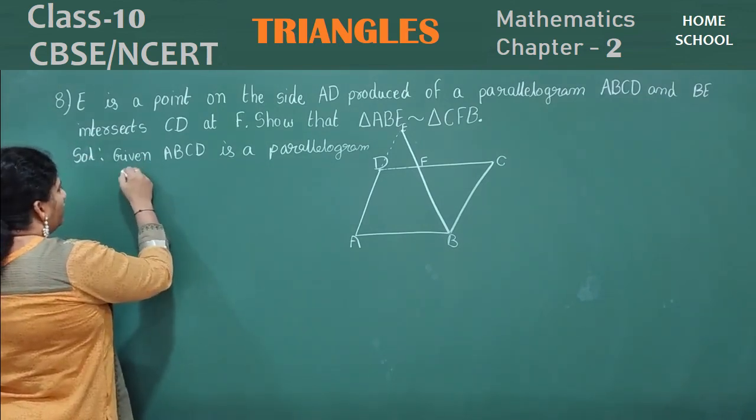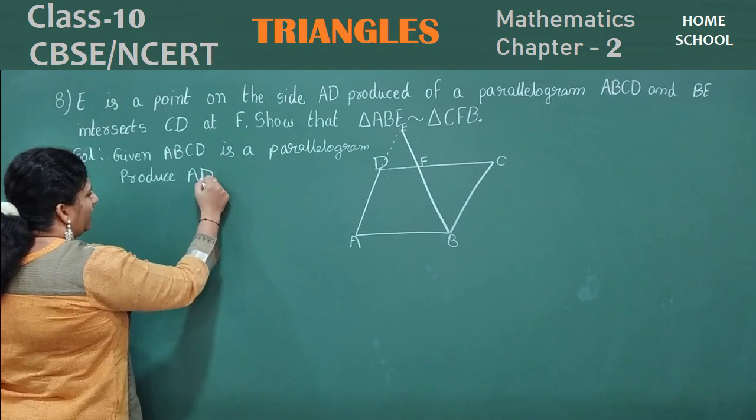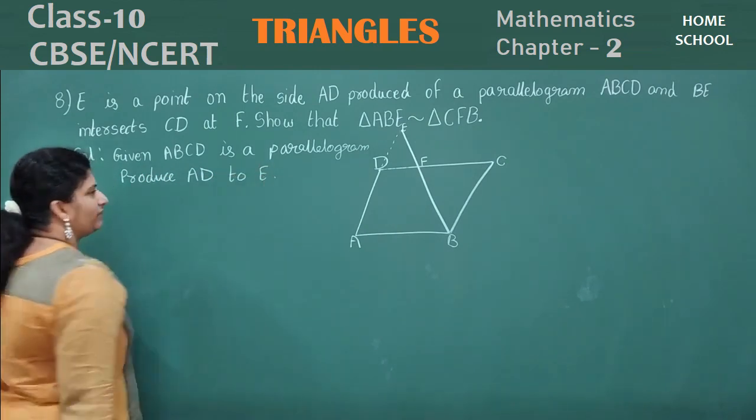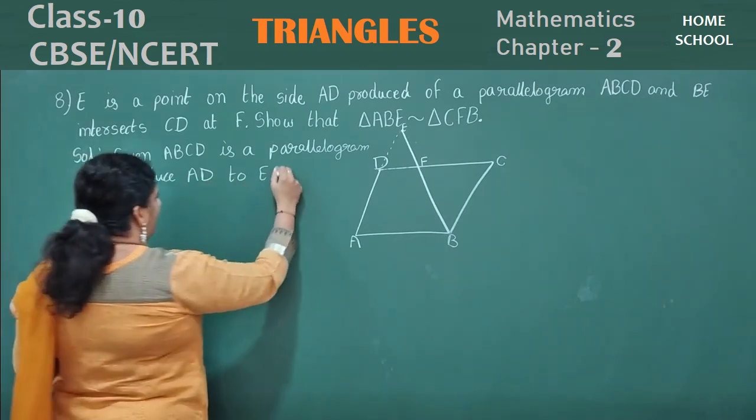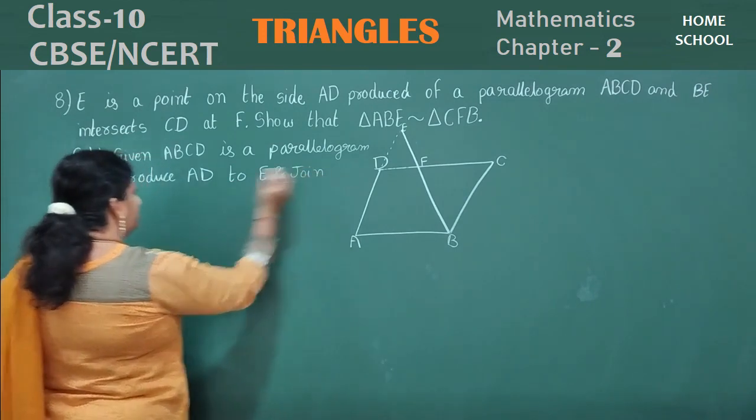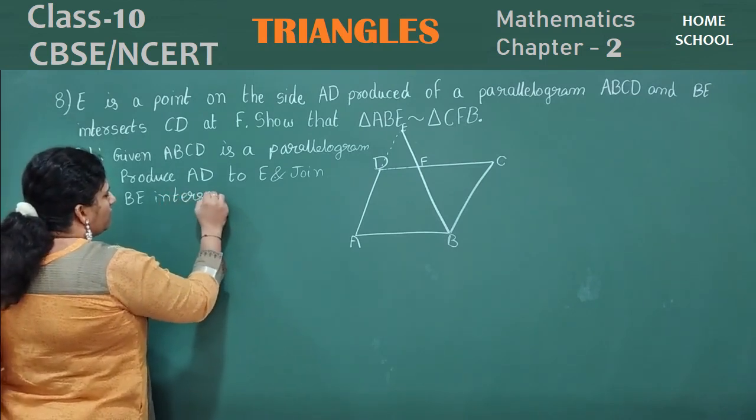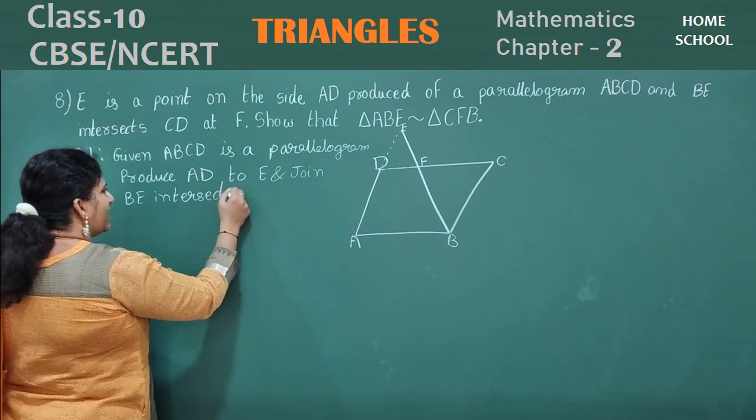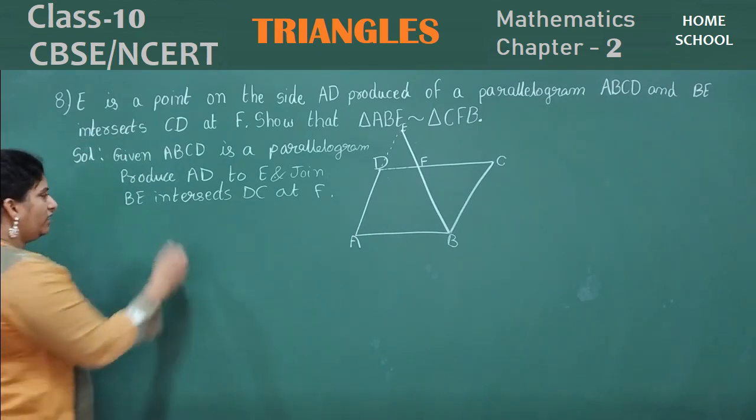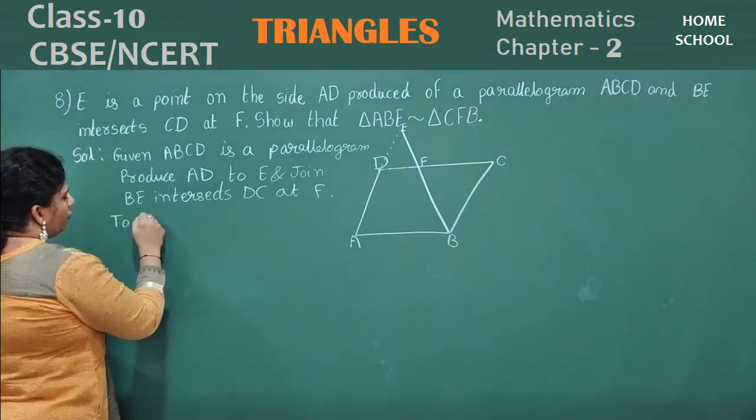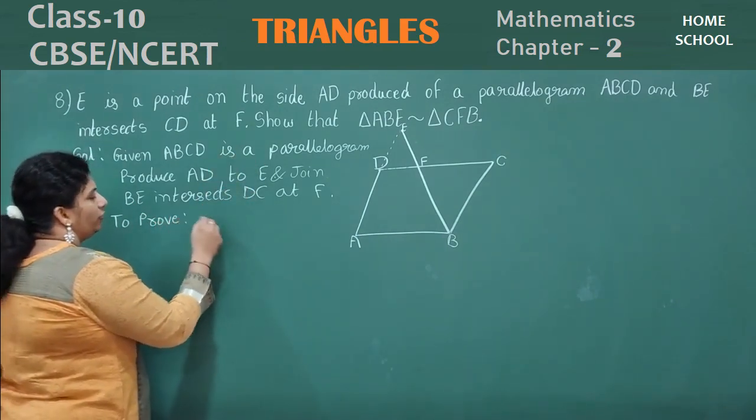And what did they do here? Produce AD to a point E. So produce AD to point E and join, and one more line, BE intersects DC at a point F. Construction you can write, children: join that. And what we need to prove.